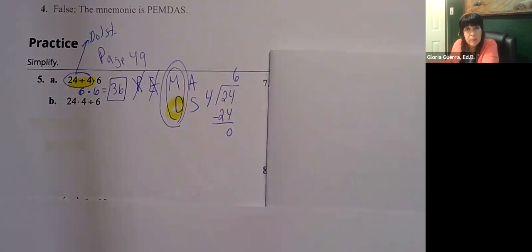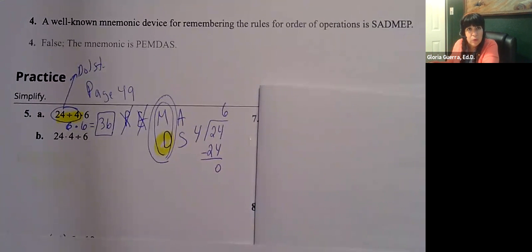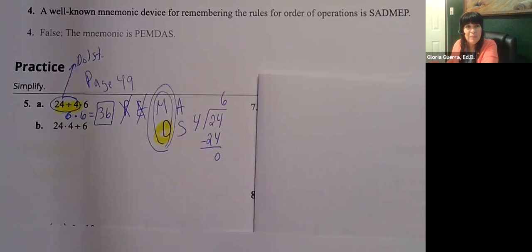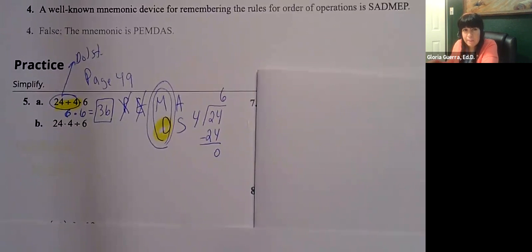And number 4, look at number 4. It looks like that's related to this. A well-known memory mnemonic device for remembering the rules for operations is SADMIP. Okay, and that's not correct. It says false. The memory mnemonic is PEMDAS. So that's related to what we're doing.